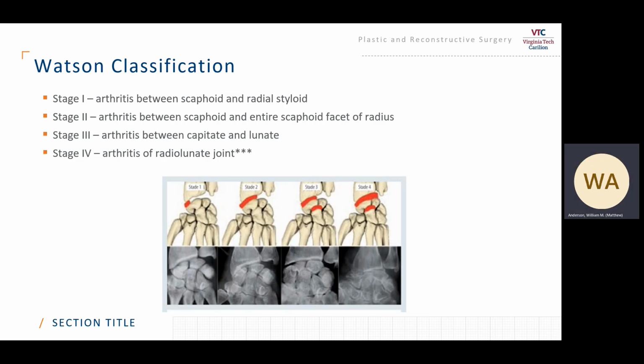So imaging really hinges on the Watson classification. Stage 1, as we said earlier, is arthritis that is localized between the scaphoid and the radial styloid. Progression to stage 2 disease involves the entire scaphoid facet of the radius, as you can see in these pictures here. Stage 3 disease also involves capitolunate arthritis, and then the hotly debated stage 4 disease is arthritis of the radiolunate joint.